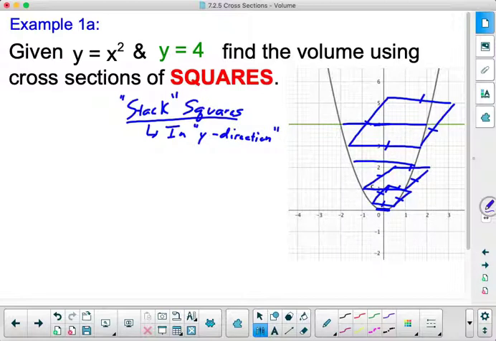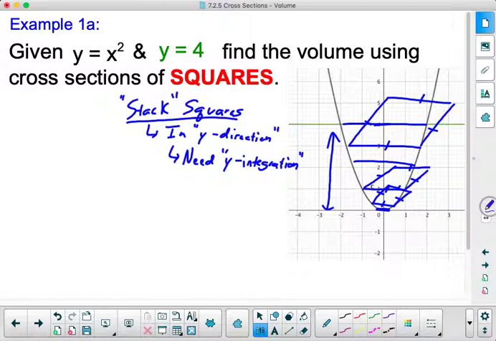And hence, because we're doing that, we're going to need to use y integration. So whichever way you're stacking these things and moving them, that's the type of integration that you're going to use. So we're actually going to use y integration since we're stacking them in the y direction. Hopefully that makes sense.